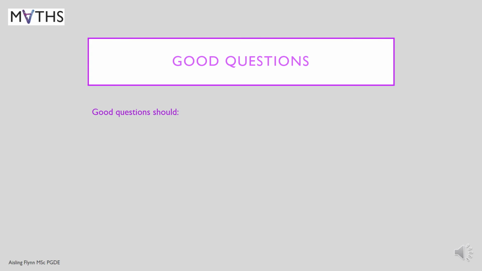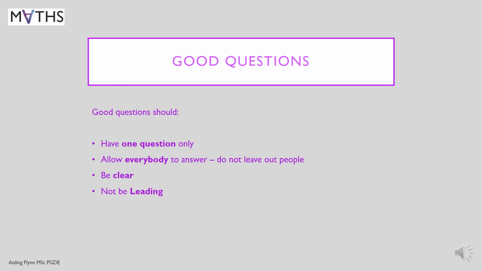So in conclusion, good questions should have only one question. One question only at a time. They should allow everybody to answer, so there should be enough choices that everybody can tick a box. They should be clear. The age example there, it should be clear to everybody which box they should tick. And they should not be leading, so they should be unbiased, neutral, and people should feel they can answer honestly.